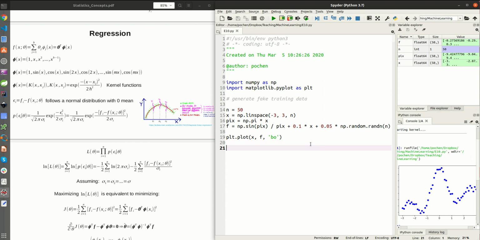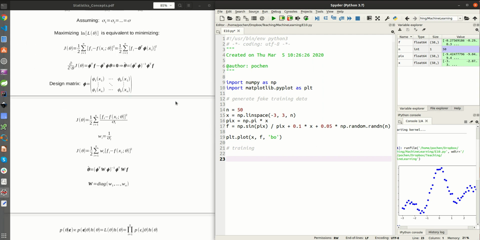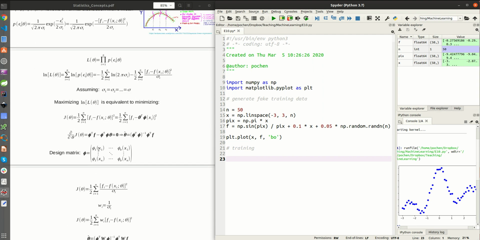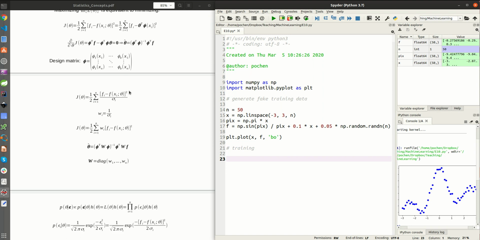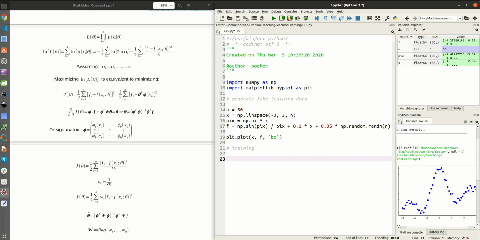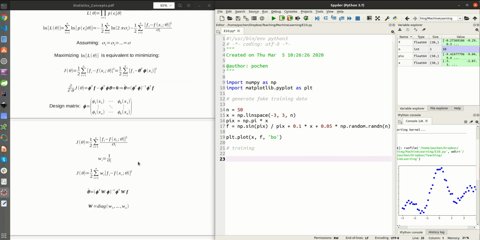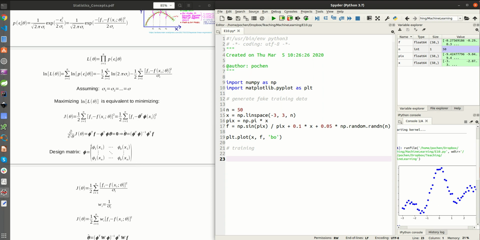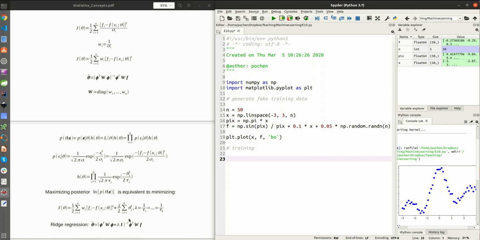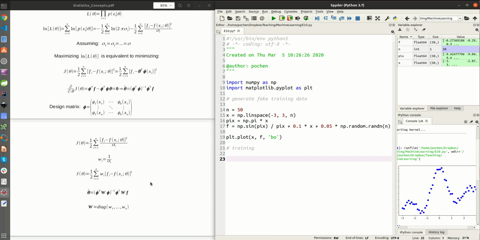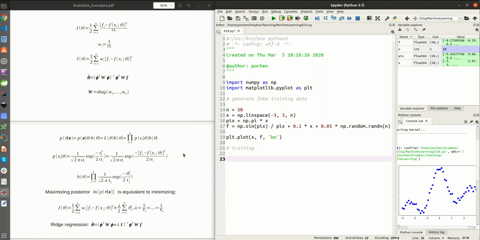So now let's do our training, and the training is just constructing this design matrix and then taking the inverse. We're going to do a comparison with the least squares regression, where we do not have this damping component, and then we are going to compare it with the damping component.